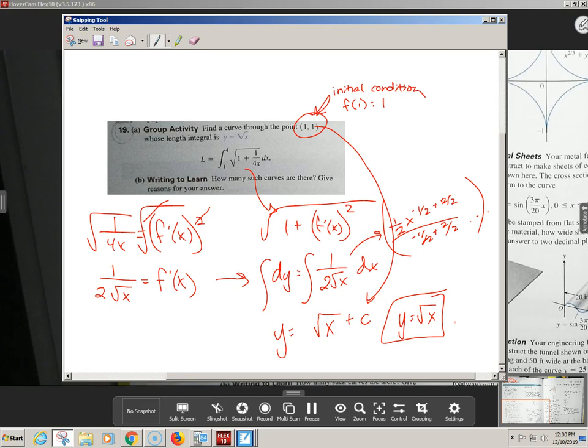Oh, nice. Nice. I didn't deal with absolute value on this one. I meant to. I didn't.